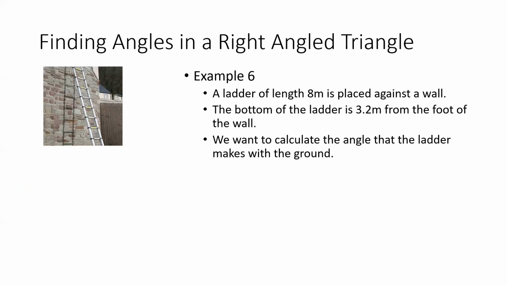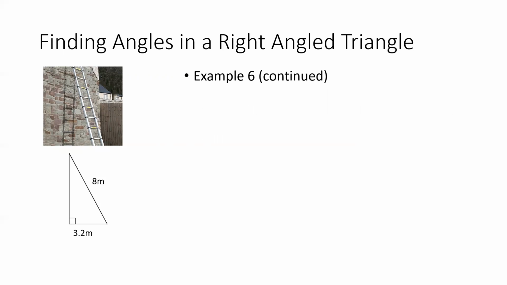So here's an example. We have a ladder of length 8 meters placed against a wall, and we know the distance from the bottom of the wall to the foot of the ladder is 3.2 meters. We want to find the angle that the ladder is going to make with the ground. So the first thing to do is to draw a sketch to help us understand what's happening in this problem. Here it's represented: the hypotenuse, the longest side, is 8 meters, the size of our ladder, and that 3.2 meter length is the distance along the ground from the wall to the foot of the ladder.